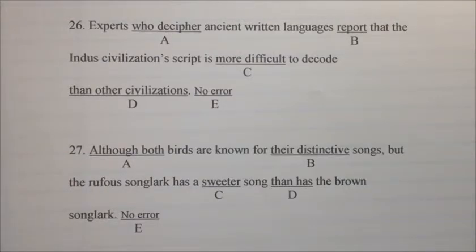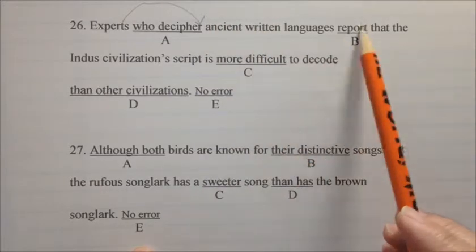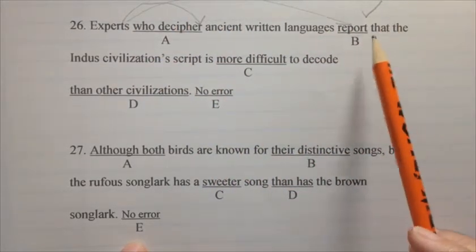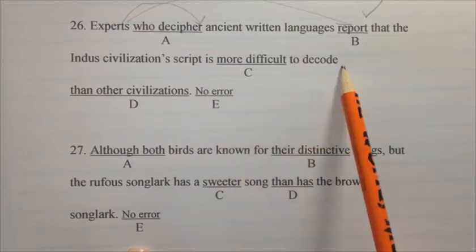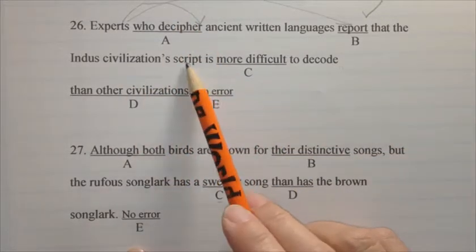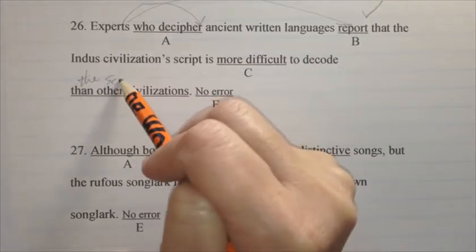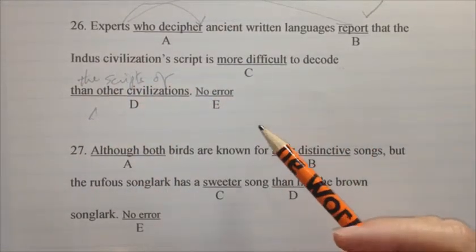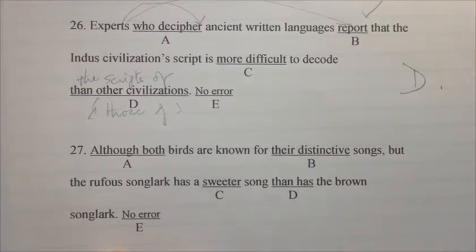Experts who decipher ancient written languages report that the Indus civilization's script is more difficult to decode than other civilizations. Okay, experts who decipher, plural, correct. Ancient written languages report, these experts report, again, plural, report that the Indus civilization's script is more difficult to decode, that's correct, than other civilizations. This is wrong because you cannot compare the script to a civilization. So it should be "to decode than the scripts of other civilizations," or you can say "than those of other civilizations." Either way, the answer is D.